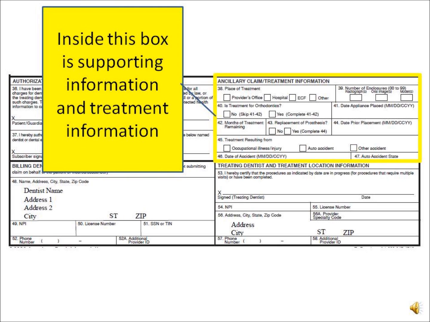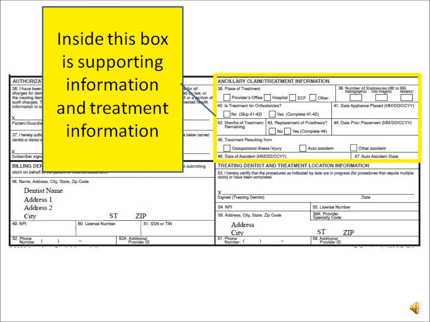Box 38 through 47 is for supporting information. If you look at box 38, you check off whether the service was rendered in the provider's office, the hospital, emergency care facility, or other, and other would be a school or a skilled nursing facility. Box 39 will be populated with how many radiographs, oral images, or study models that are sent in with this claim. For box 40, we fill it out in case the patient is having orthodontic treatment.